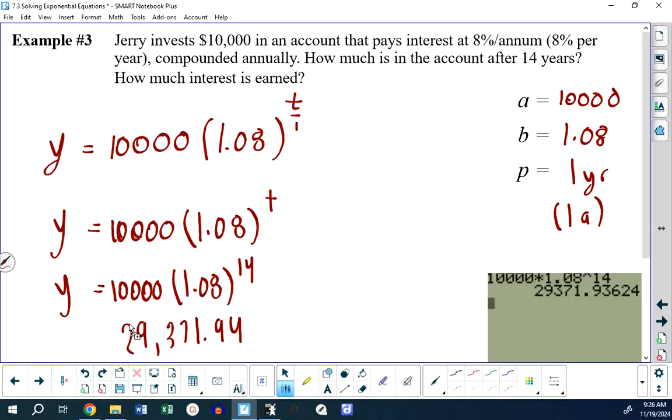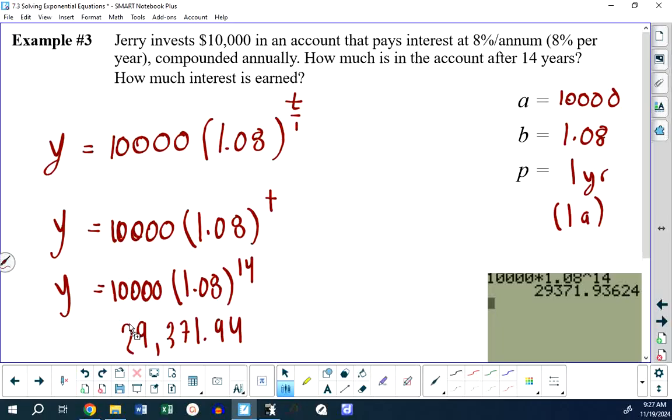Always rounding to the nearest hundredth, because that's what we do with money. Even though we don't tend to use physical money much anymore, that's what it is. How much interest is earned? Don't make this more complicated than it needs to be. He invested $10,000. How much interest was earned?